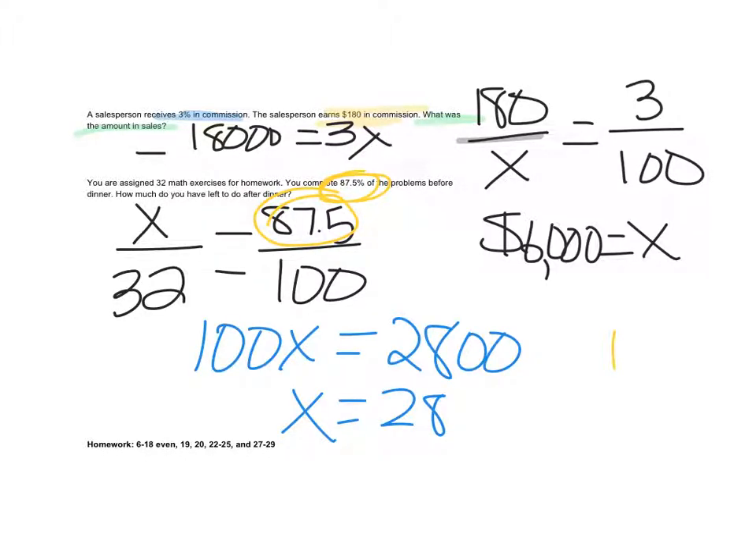Okay, so there we have it. X equals 28. So that means we got 28 problems done. So we need to do 32 minus 28 to figure out how many problems we have left. And we have 4 problems left.